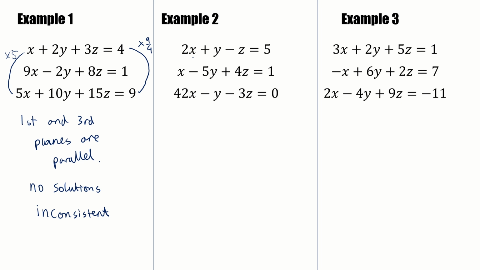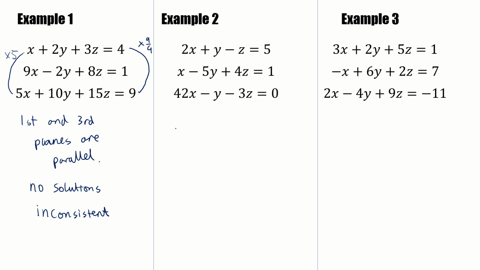Second example, I should say, we're now going to again check, are any of them parallel? The first and the second, definitely not parallel. First and the third, definitely not parallel, and then also the second and the third, they're also definitely not parallel to each other because the coefficients are not multiples of each other.